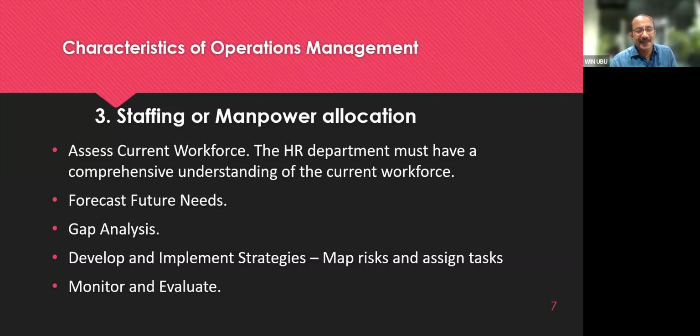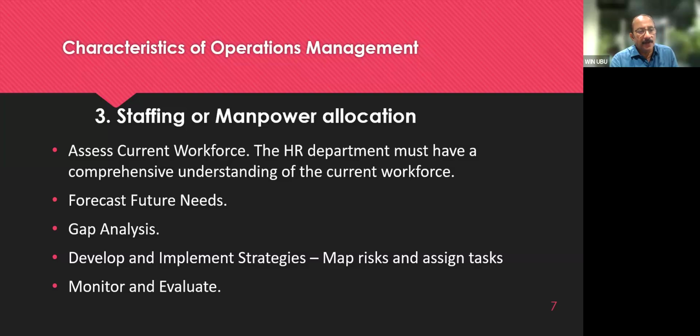So from beginning to making to the end, they would have calculated that this much manpower is required. Based on that, they work out the current workforce, and then forecast future needs. They would have planned, because attritions and resignations will be there. So based on that, they forecast future needs.